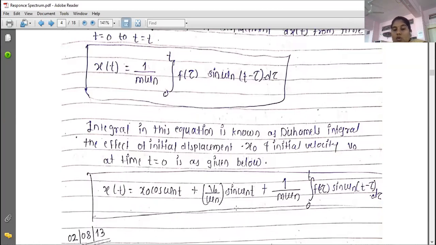The final generalized equation for Duhamel's integral is x of t equal to x naught cos omega_n t plus v naught upon omega_n into sine of omega_n t, plus the additional Duhamel's integral term: 1 upon m omega_n times the integral from 0 to t of F of tau, where tau is the time, into sine of omega_n (t minus tau) d tau.